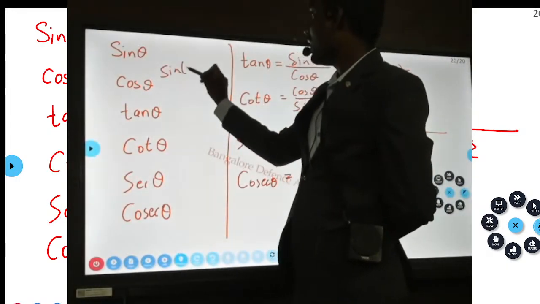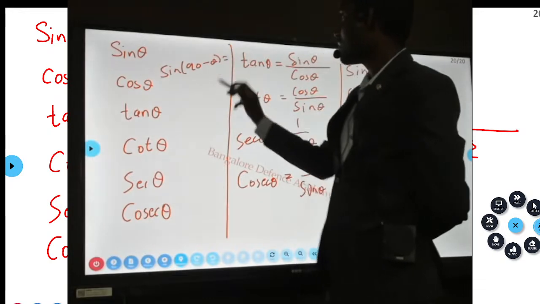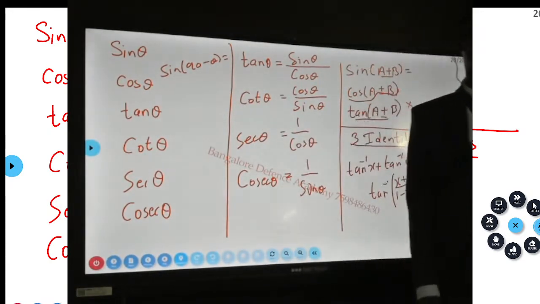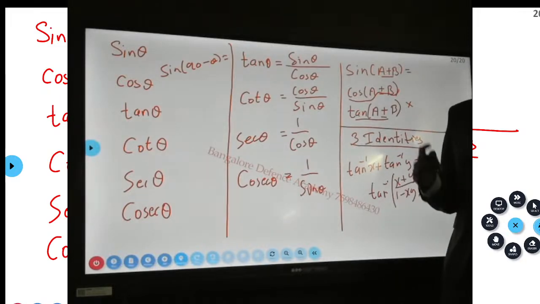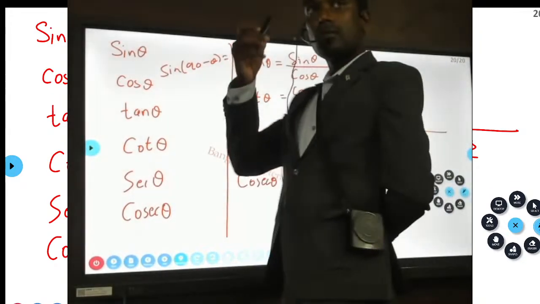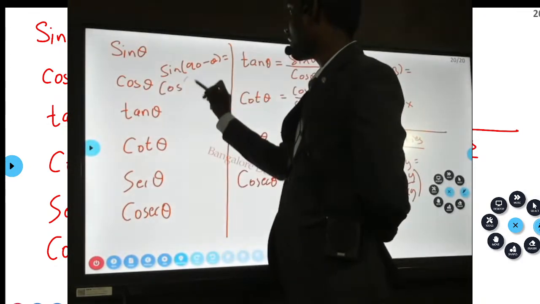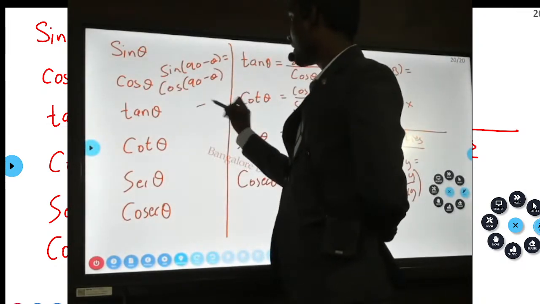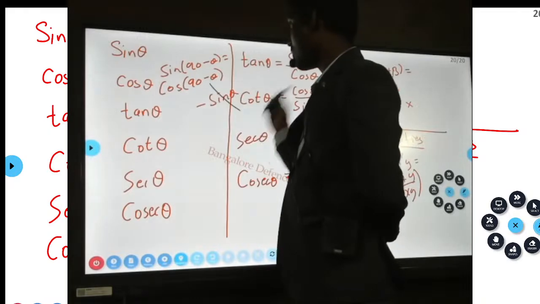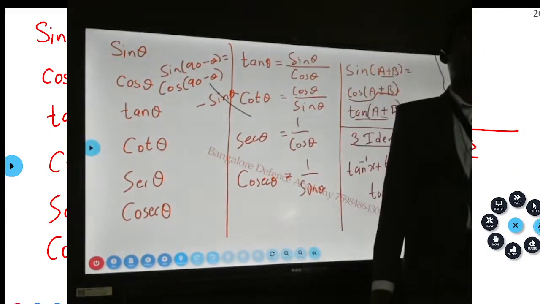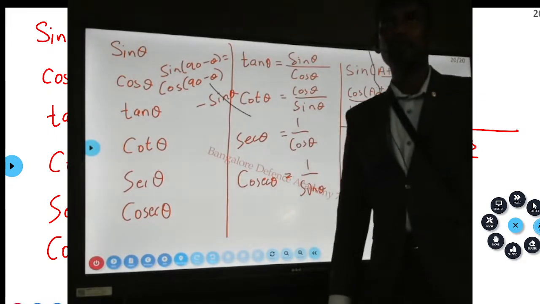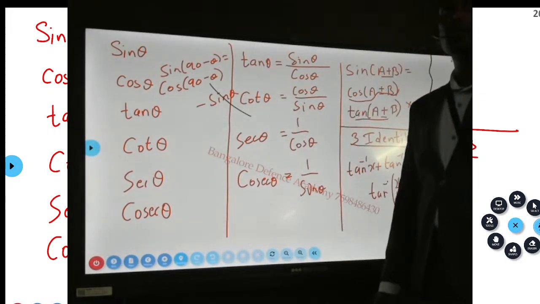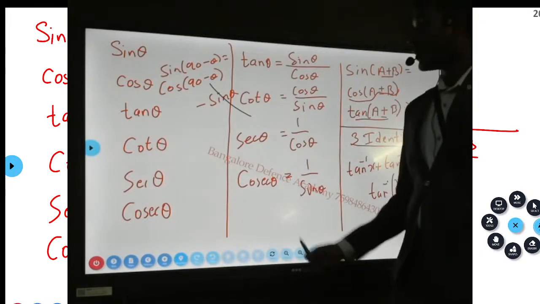Sine of 90 minus theta is equal to how much? Cos theta. Cos 90 minus theta? Wait, yes, tell me, Saptami. Cos 90 minus theta? Minus sin theta is wrong. Sin theta. How many of you say sin theta or minus sin theta? Sin theta. Yes, Tejas, why do you say sin theta? Because the first quadrant is always positive.